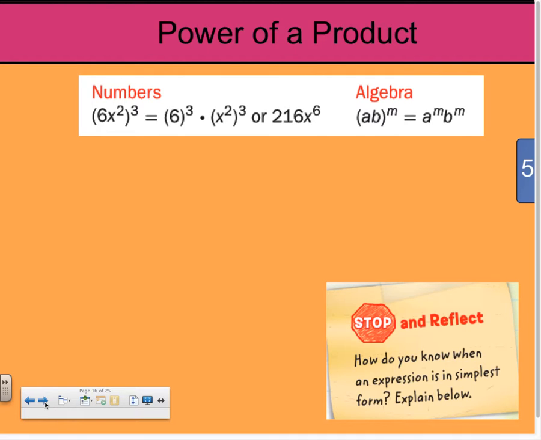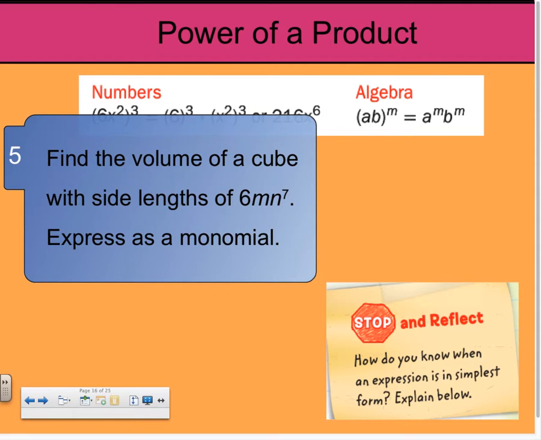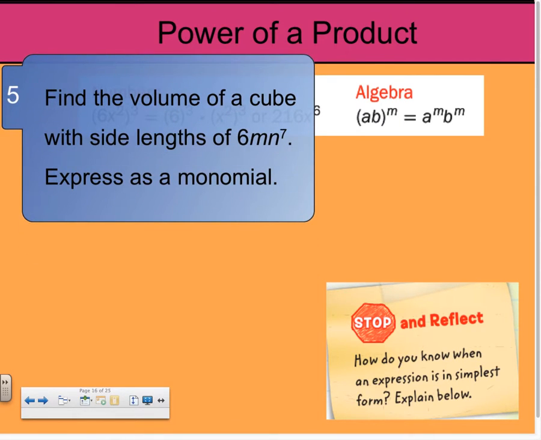There's also an example of a word problem on the other side. It's very important to just pay attention to the words and try to find an expression that matches those words. Okay? So I think it said find a volume of a cube with side lengths of 6mn7. So help me out here. If I've got a cube, what do I know about a cube? What's one of the properties about a cube? All of the sides are the same. So I've got to do length times width times height, right? I've got to multiply a side by itself 3 times.